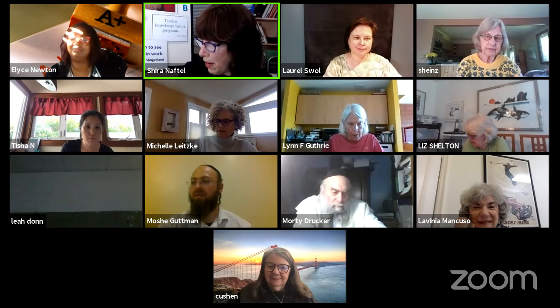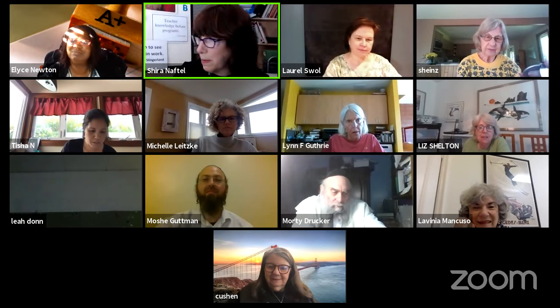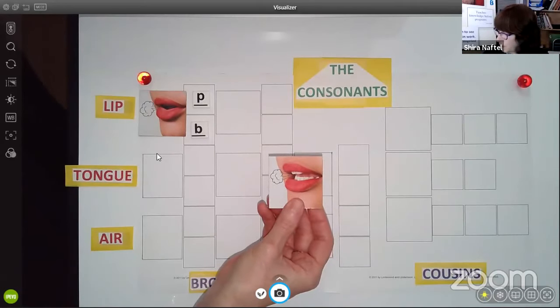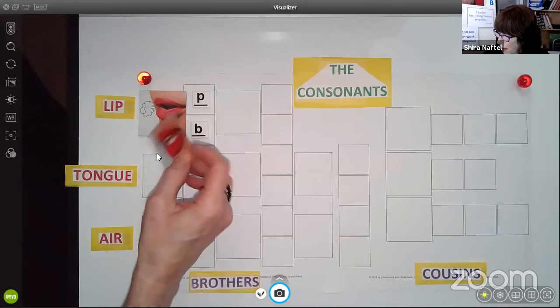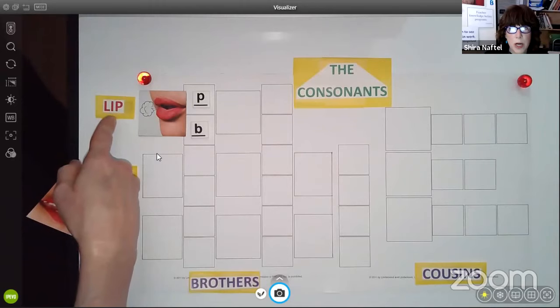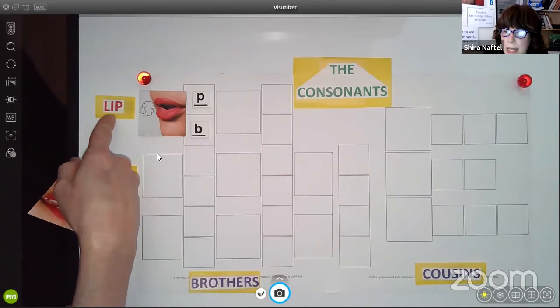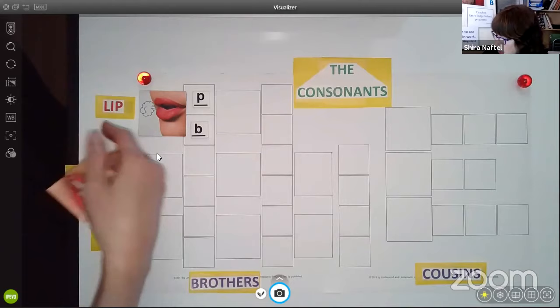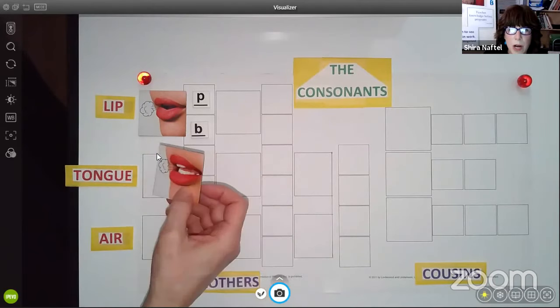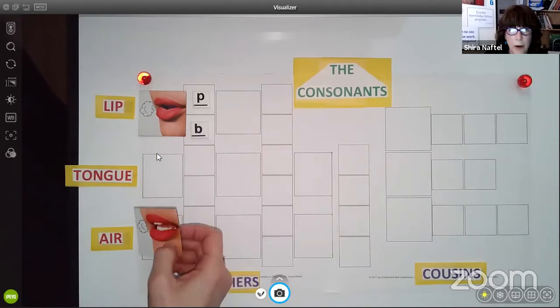And if I were to use this for my tip tapper picture, oh, whoops, I need to share my screen. I'm so sorry. Okay, this is my tip tapper picture. And do you think I forgot to ask you, if this is a lip popper, did I put it in the right row? Can somebody tell me? Yes? Right. So a tip tapper picture, where do you think that would go? Would it go in the tongue row, or would it go in the air row? What do you think?